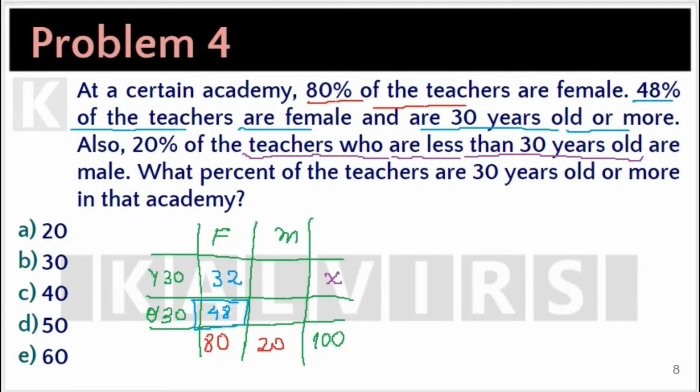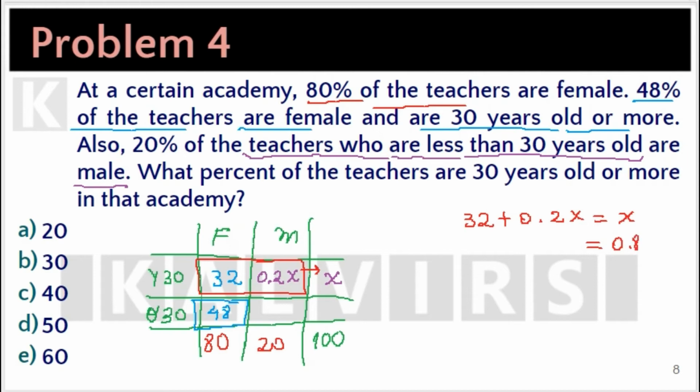Let x be the number of teachers who are less than 30 years old. Now, 20% of x are male. 20% is the same as 0.2, so 0.2 times x are male and less than 30 years old. So we know that the sum of these two numbers is x. 32 plus 0.2 times x equals x.